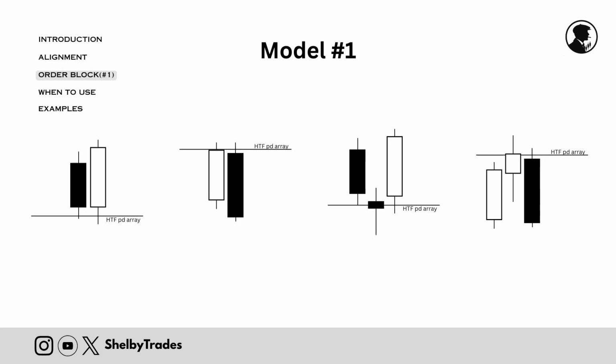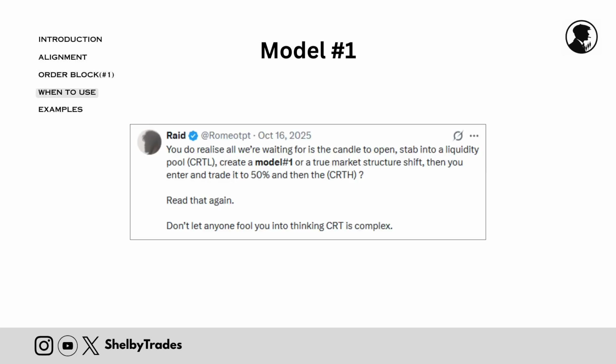This is the model one. So actually it is simply the classic ICT order block, bullish or bearish, right? But the thing is, we have to know when to use this order block, where to mark it, and how to use this as our entry point. So we have to know these things.